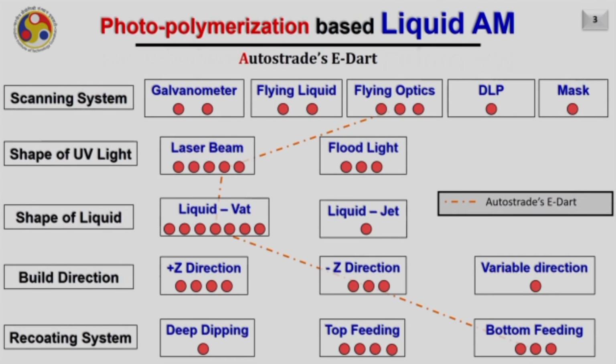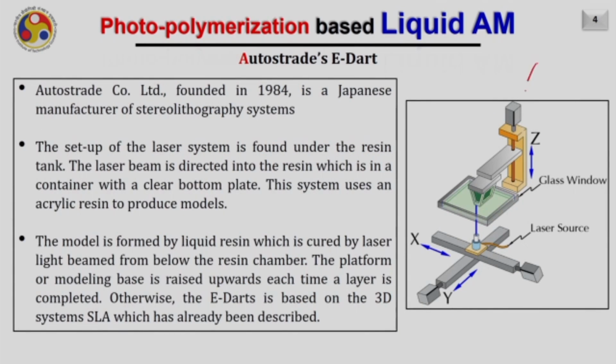So, if on the scanning system side, we use flying optics and a sharp laser beam on a liquid bed, and build the part in the -z direction, and if the build direction is -z, of course we utilize the bottom feeding mechanism, then the already available system is by Autostrade's E-Darts. So, this is how the system looks.